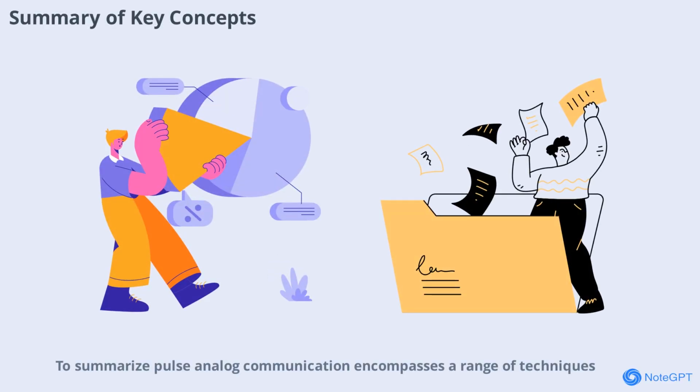To summarize: pulse analog communication encompasses a range of techniques for representing and transmitting analog signals using pulses. Key concepts include sampling, the sampling theorem, aliasing and anti-aliasing filters, and the main modulation methods, PAM, PWM, and PPM. Each technique has unique strengths and is suited to specific applications. Mastery of these concepts is essential for anyone involved in communication technology.